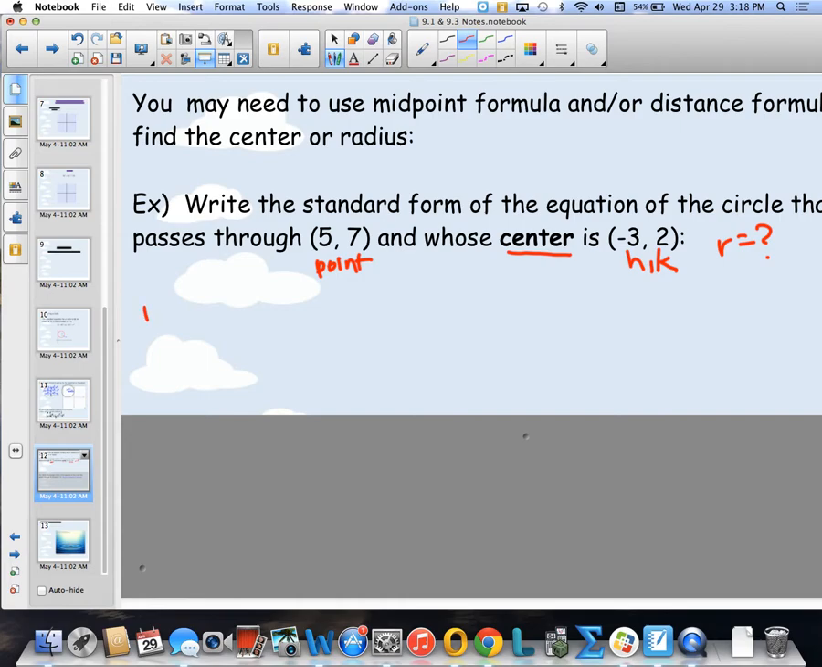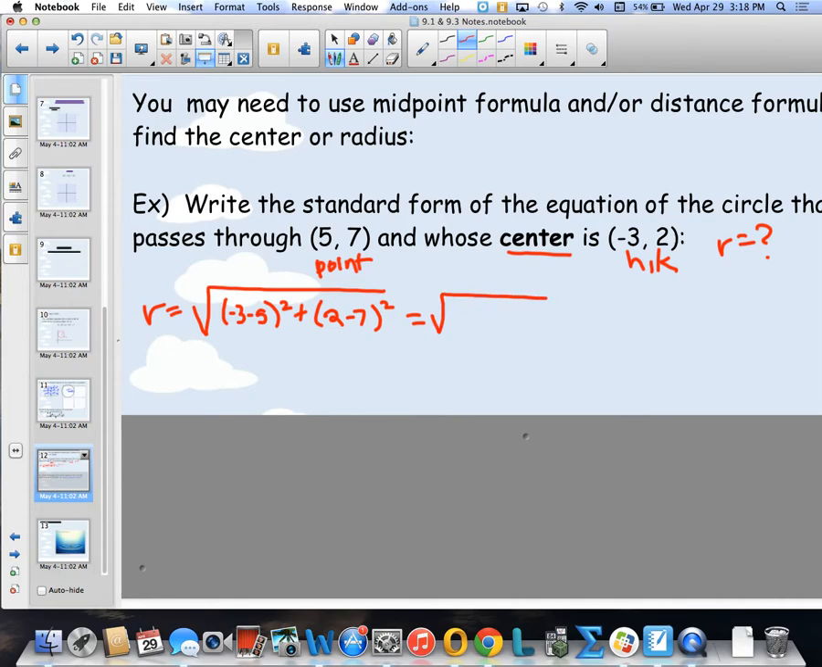So to find our radius, we're going to use the distance formula. Remember that the distance formula looked a little bit like this. We subtract the x's, so our x's are -3 minus 5. And then we subtract the y's, 2 minus 7. So remember the distance formula from Wednesday or Thursday. Let me do my math here.